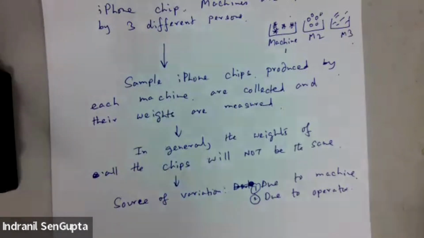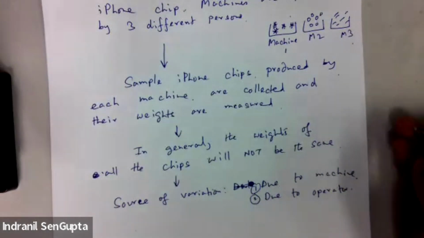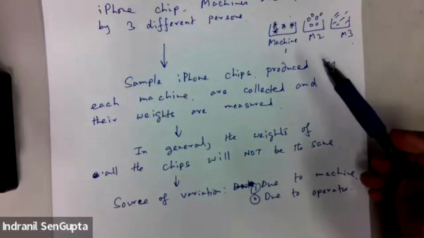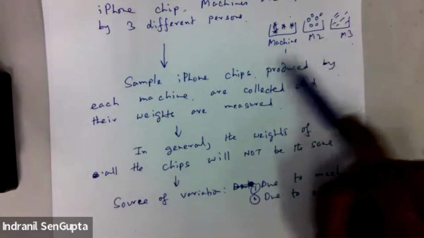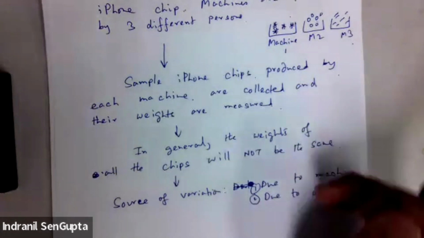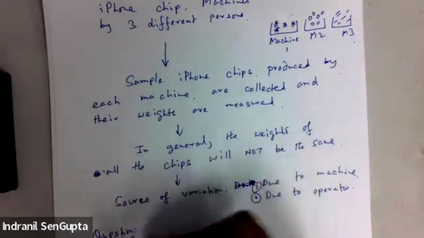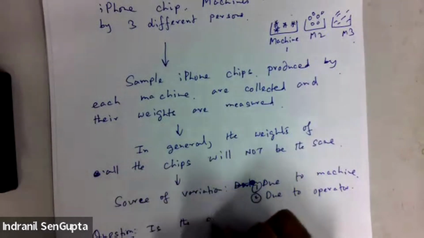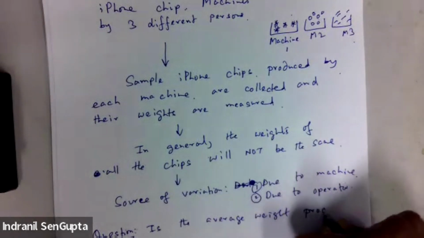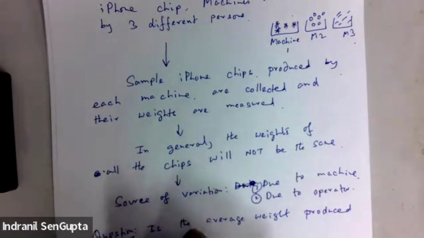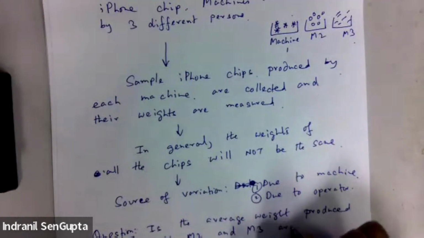The question we are trying to answer is: is the average weight produced by machine one, machine two, and machine three the same? So here's the question. Is the average weight produced by machine one, machine two, and machine three the same?